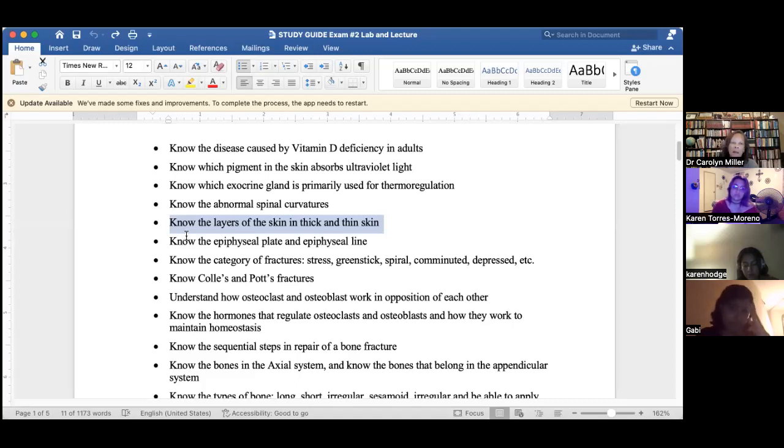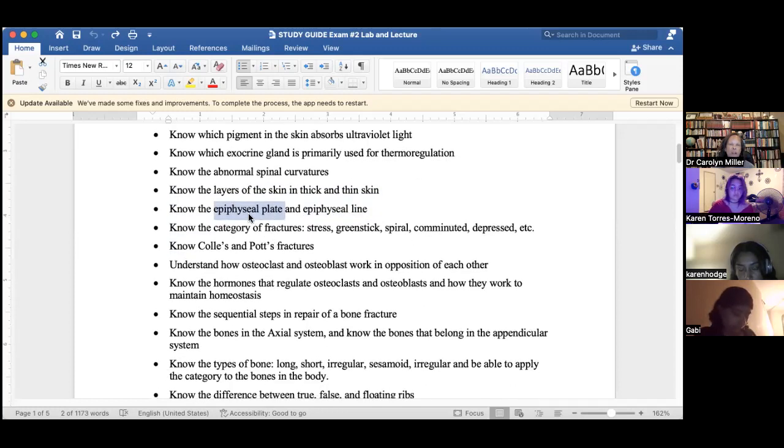So, know the layers of the skin and thick and thin skin. So that should be the layers of the epidermis of the skin, and thick and thin, 5 versus 4. Know that the epiphyseal plate becomes an epiphyseal line after growth has ceased. So there'll probably be a problem that says either the person was still growing or they were not growing. If they're not growing, you would expect to see epiphyseal lines in their long bones. If they were growing, you see that epiphyseal plate, which is still hyaline cartilage.